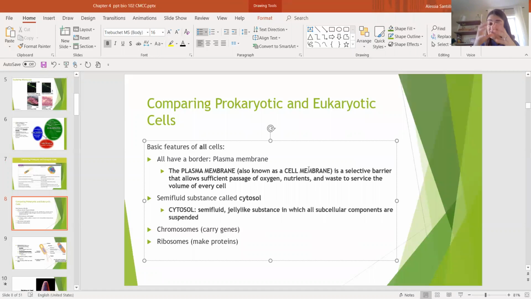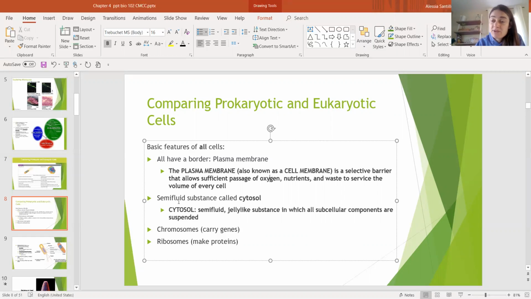It keeps all the stuff that's found within a cell enclosed in an area, and then it allows certain nutrients to filter inside and waste to go outside. It allows oxygen to come inside and different kinds of excrements to go outside of the cell. So it chooses basically what goes in and out. It's very selective in that sense.